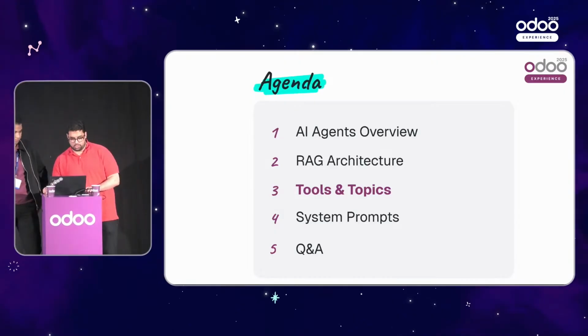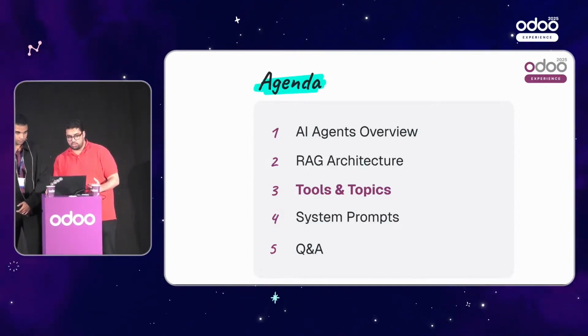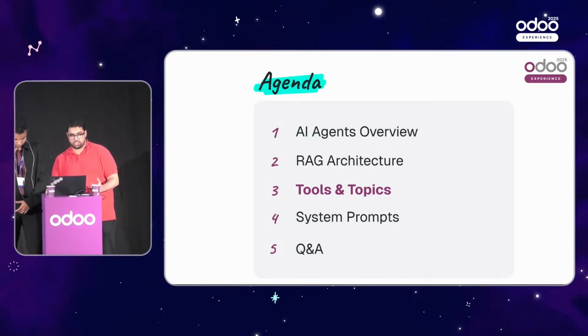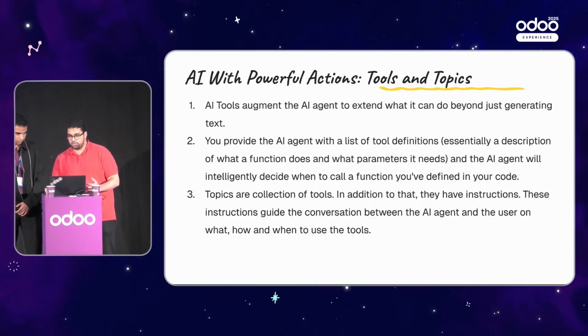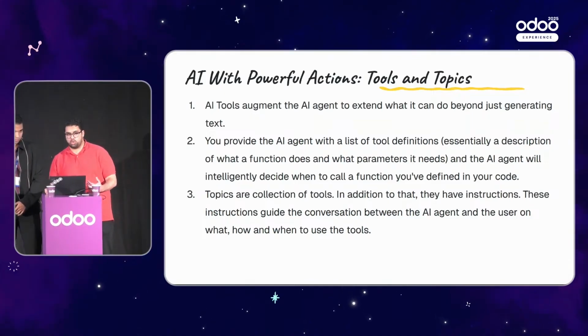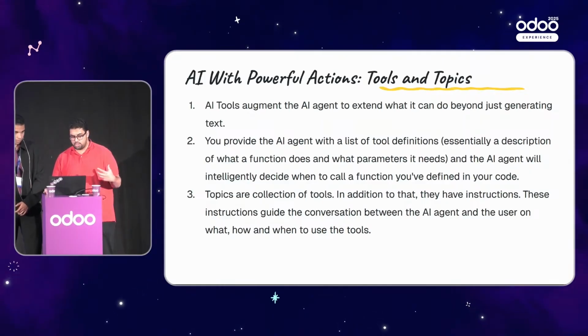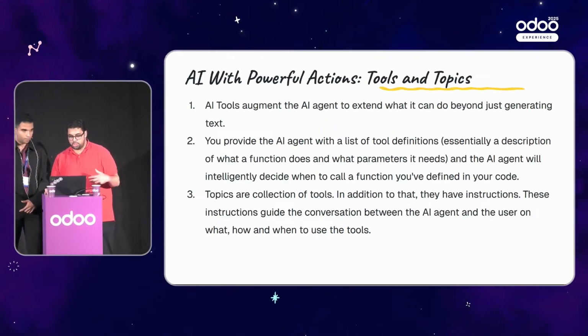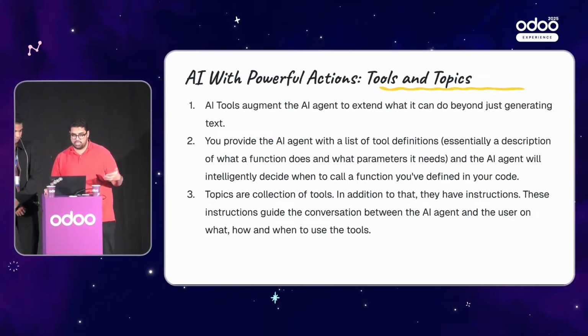Now we are going to talk about tools and topics. Let's say that you want to give the AI the ability to perform some actions instead of just generating text. What you can do in this case is define what we call tools, which are basically server actions with AI, if you are familiar with what server actions are in Odoo. You need to provide the description of what the tool does, and I will use the example of one of the tools that we have already implemented at Odoo, which is create a CRM lead.